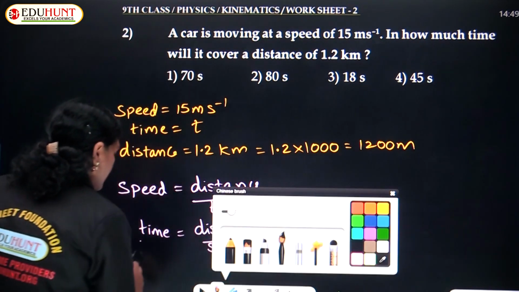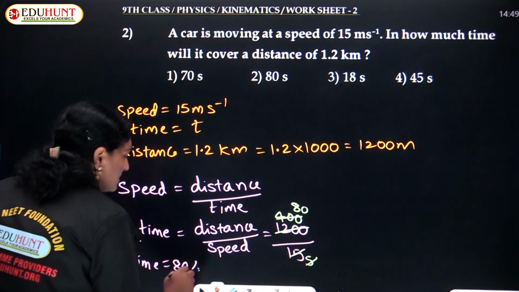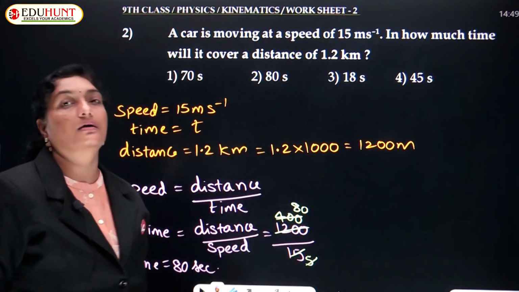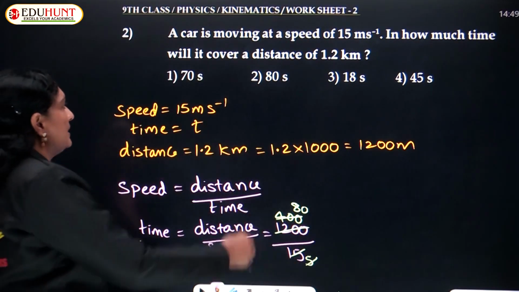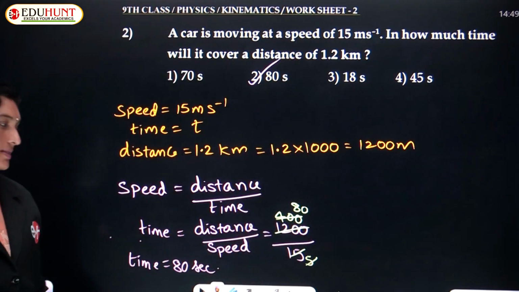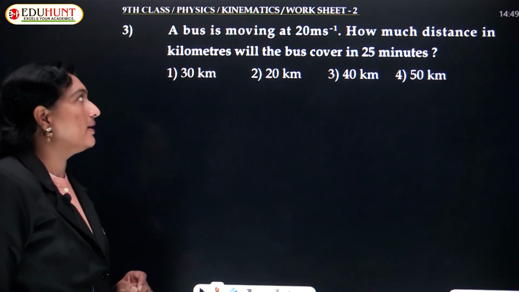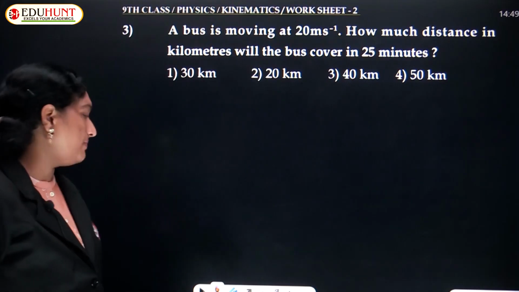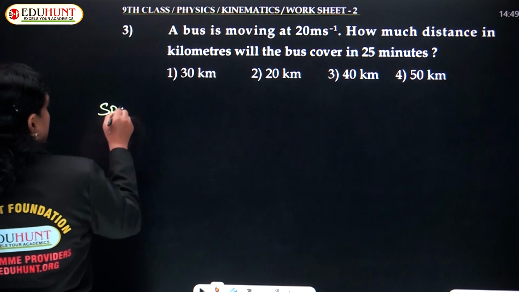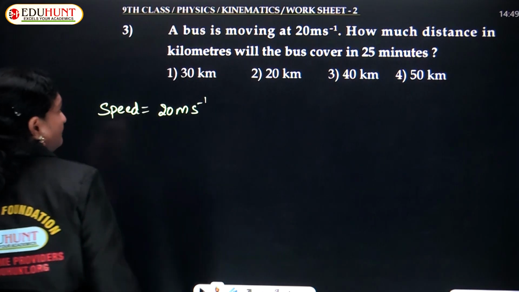So how much is that, children? So time t is found to be 80 seconds. So the car takes 80 seconds to cover a distance of 1.2 kilometers. Therefore, the correct option must be option 2, 80 seconds. Moving ahead with the next question: a bus is moving at speed 20 meter per second. So what is given, children? Speed of the bus is given as 20 meter per second.